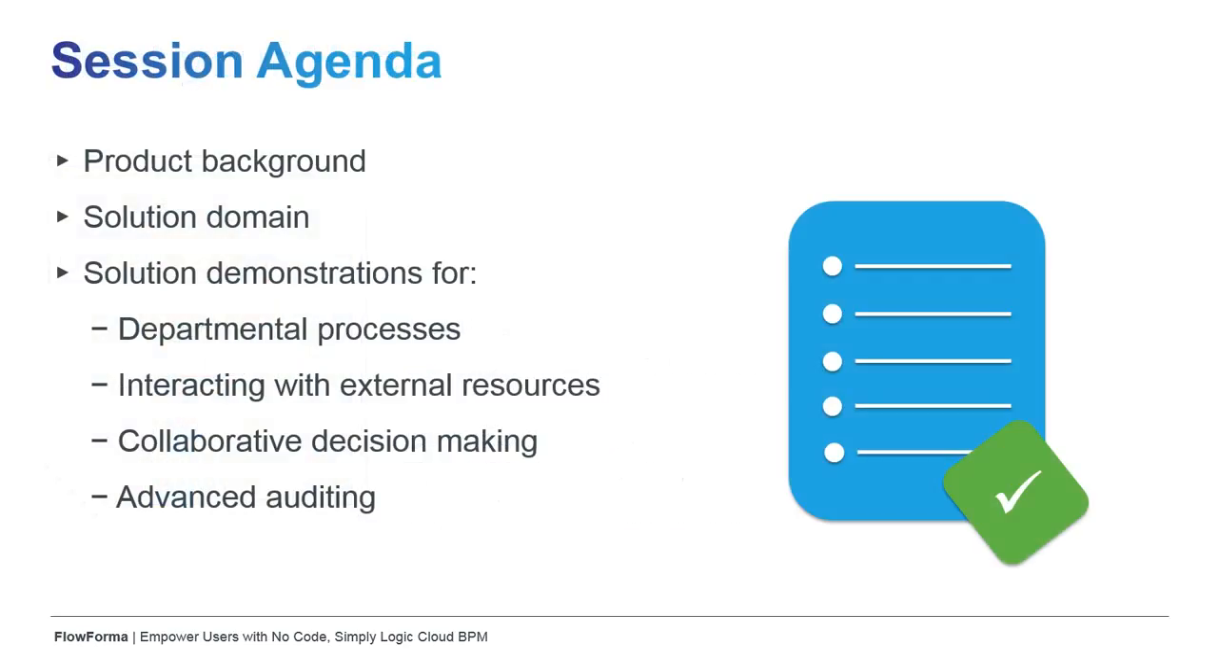Our agenda today begins with a brief product background to describe what FlowForma is and the value that it brings to your organization. I then describe some typical business scenarios where FlowForma can be applied to successfully drive efficiency. I will follow that with a demonstration of the product that focuses on how it can provide solutions for departmental processes and external interactions, and will give some more specific examples in the areas of collaborative decisions and advanced auditing. The overall aim will be to show you how FlowForma can deliver complete solutions to simple and complex business problems using no code, empowering users to take ownership of their processes and encouraging user adoption through a simple, easy-to-use interface.